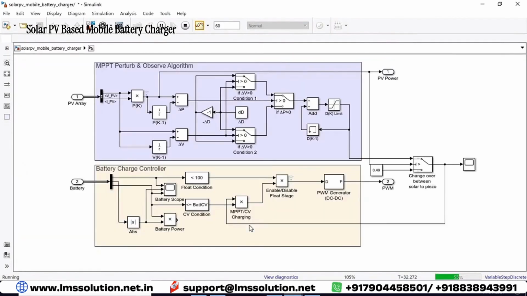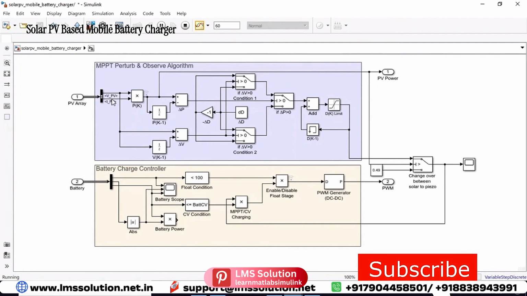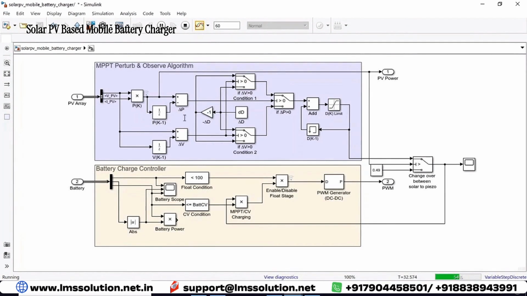This is the P&O algorithm. Here we are measuring the voltage and current of the PV panel. After that, we calculate the change in power and the change in voltage, and then you have to check the change in power level. If the change in power is greater than 0, it's going to allow this one. If the change in power is greater than 0, then it's going to allow this logic.